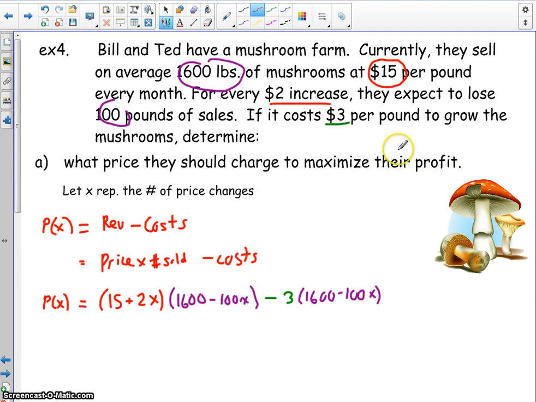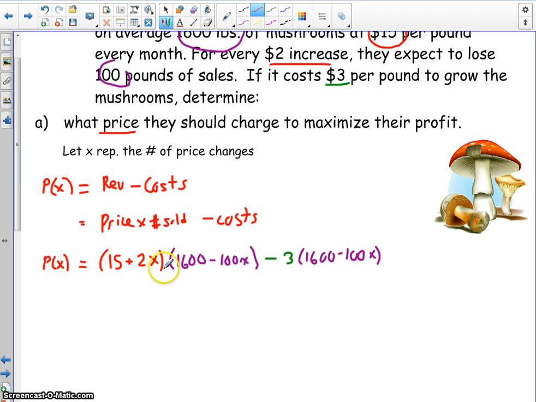The maximum profit would be the optimal value, but we're not looking for that. We're looking for the price they should charge. So to find the price they should charge, we need to find the number of price changes. So we're actually looking for the x value that gives us the maximum profit. So we're looking for the axis of symmetry. So we've got to find the axis of symmetry of this right here. Now, your first thought might be to expand everything out and put it into standard form, and then try to find your axis of symmetry from there. And that will definitely work. There's nothing wrong with it. But if you can see this trick, this might be a little bit easier.